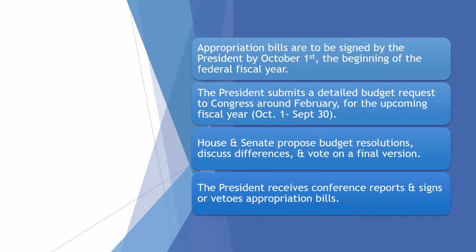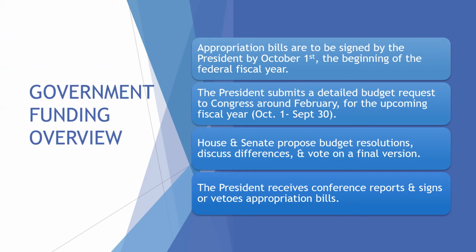Let's continue our discussions on appropriations. Appropriation bills are to be signed by the President by October 1st, the beginning of the federal fiscal year. The President submits a detailed budget request to Congress around February for the upcoming fiscal year. House and Senate propose budget resolutions, discuss differences, and vote on a final version. The President receives conference reports and signs or vetoes appropriation bills.